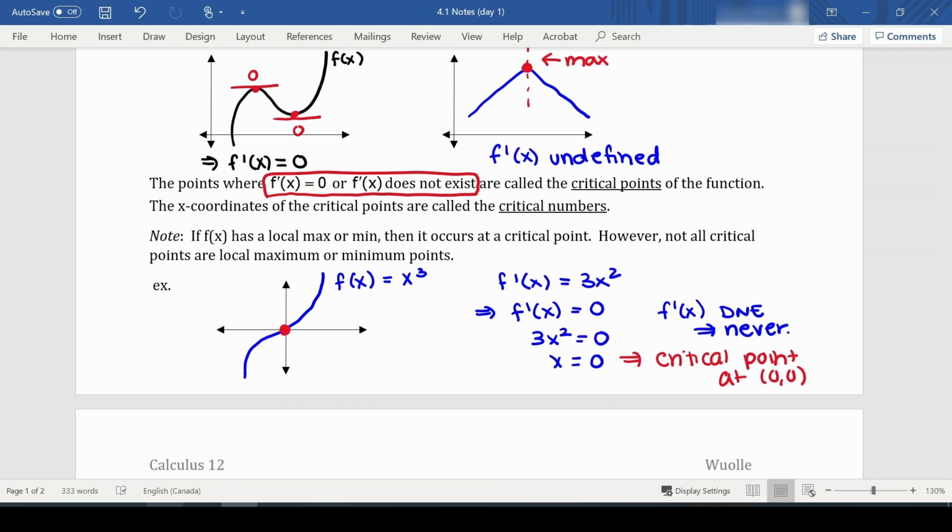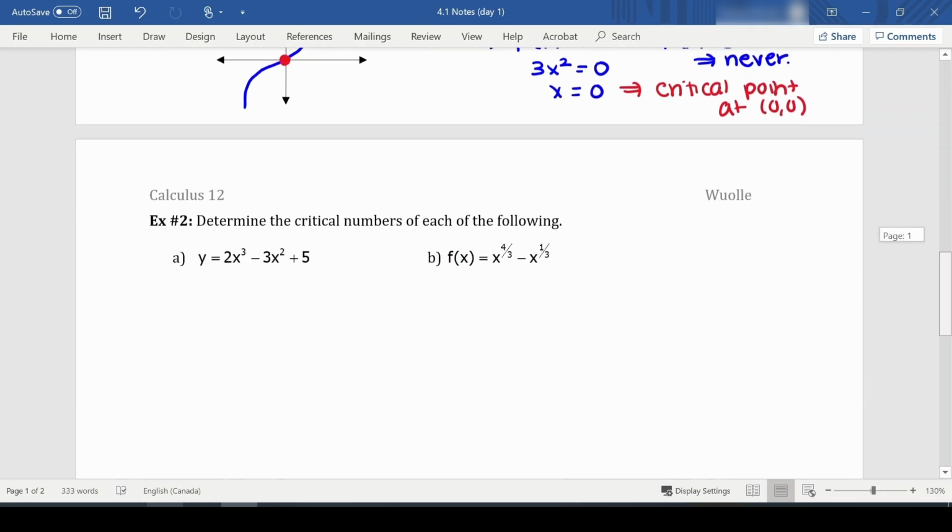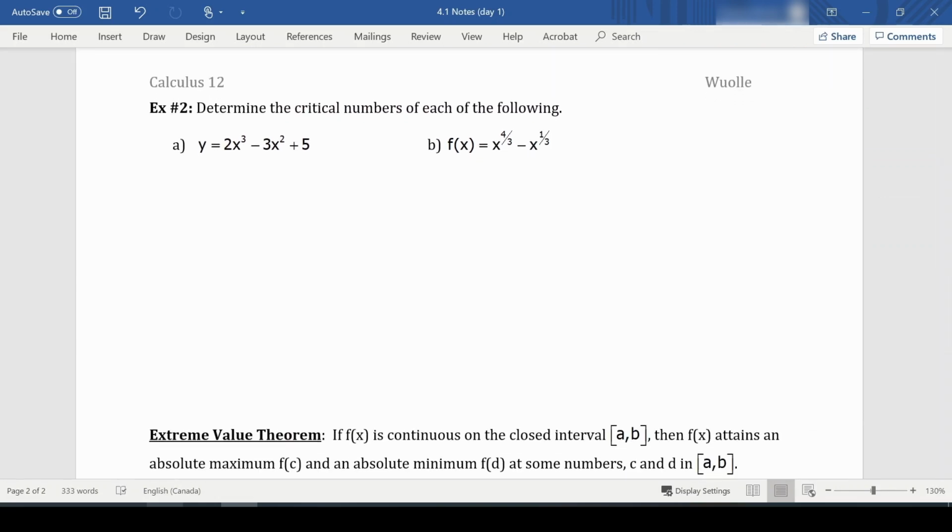So let's try a couple questions, not a couple numbers, a couple questions. We're going to determine the critical numbers of each of the following. So to determine the critical numbers, we need to find f prime. And then we need to check and see, where does f prime equal 0 or does not exist? So we're going to find the x values where f prime equals 0 or f prime does not exist.